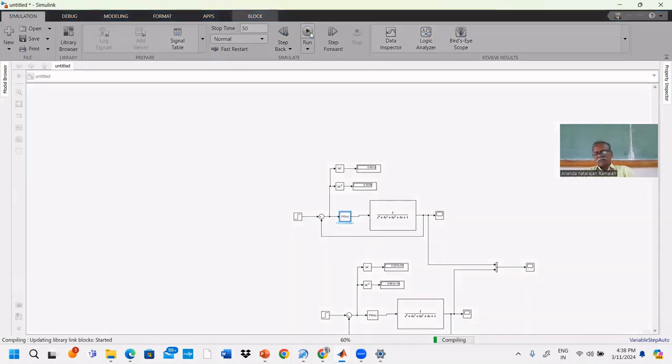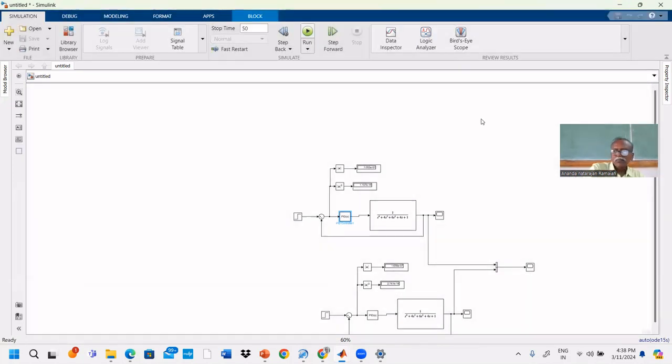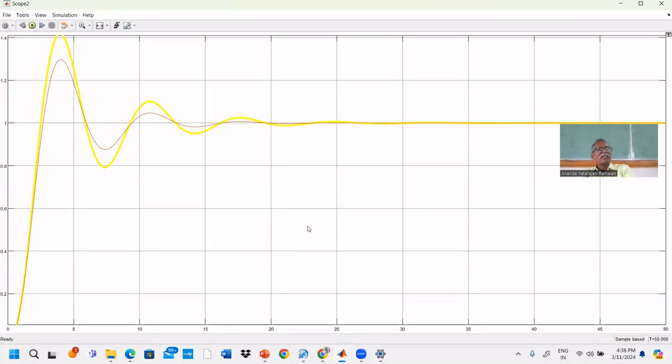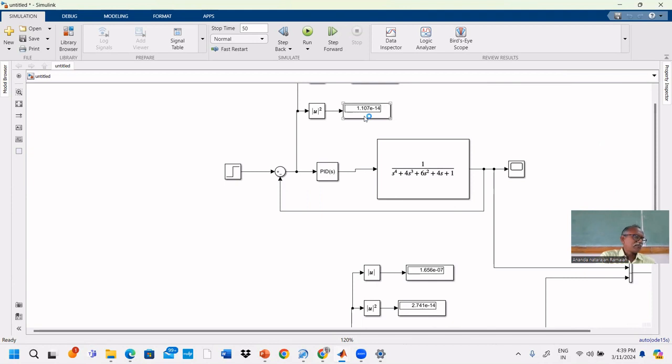Now let us run. Which gives a better response? Reaction curve is better because the gain is more. If you increase KC slightly, the response becomes better, but at the cost of oscillation. Another thing is the threat to stability. We are going close to the j omega axis. That's why there is a threat to stability. These are the two reasons, but the response will be better.